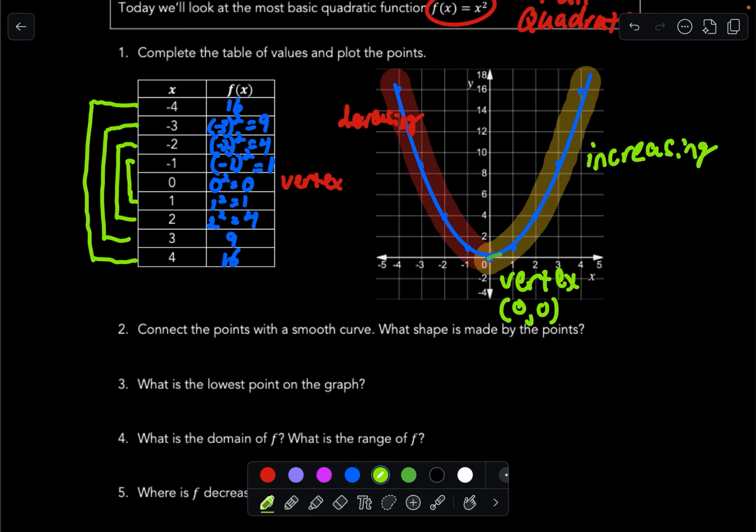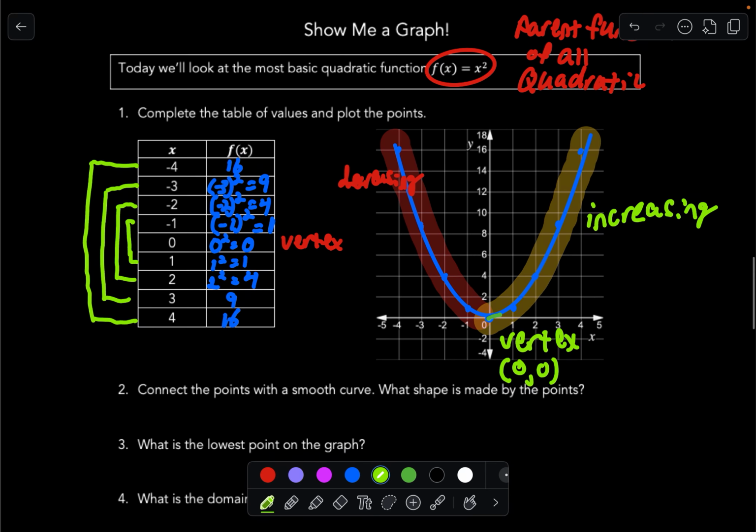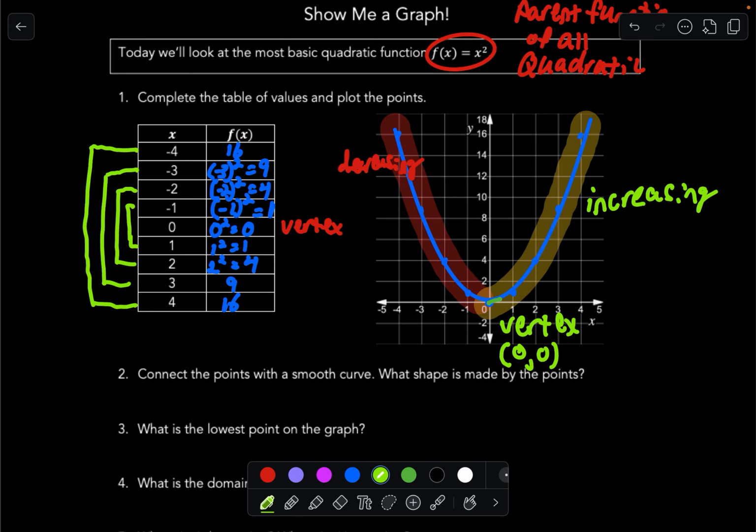What shape is made? So we're looking at question 2, right? Because that's pretty much everything. And lastly, if you look at this, and you draw a dashed line right down the center going through the vertex, that's the axis of symmetry.